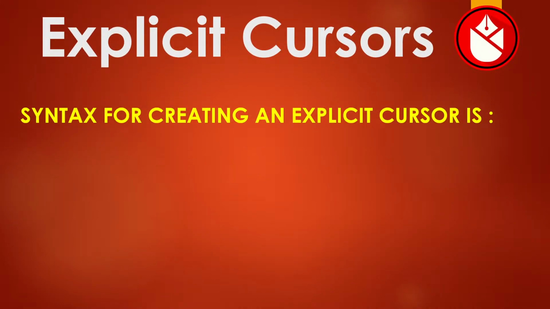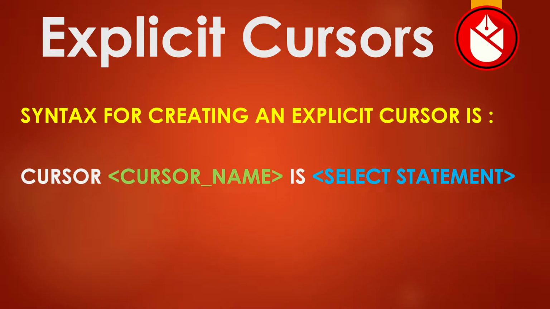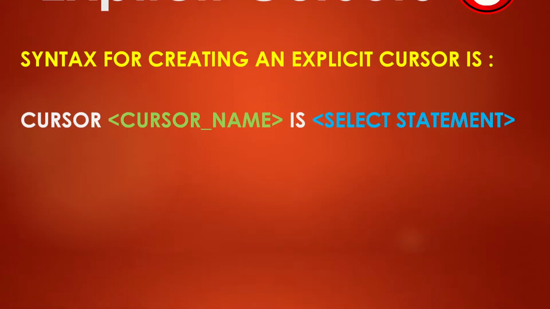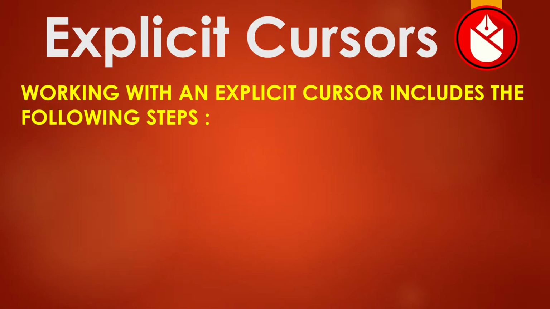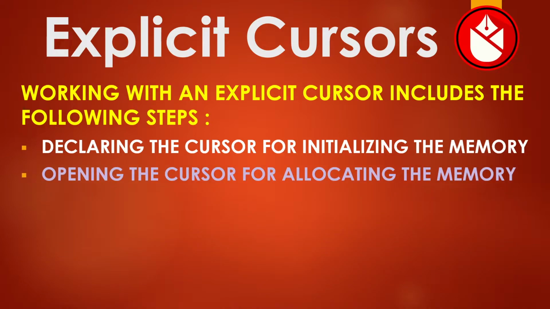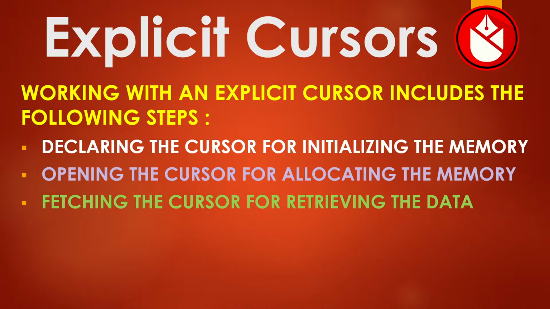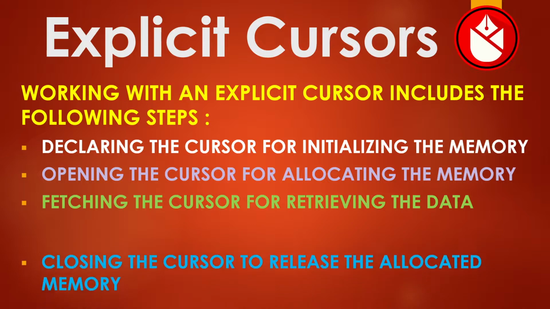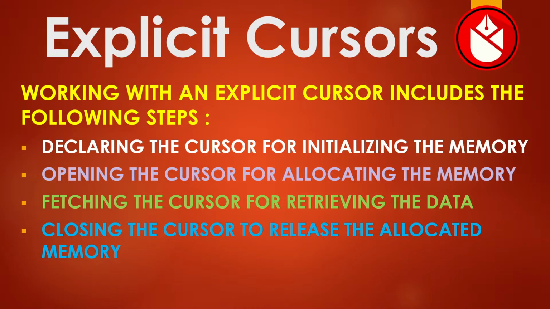And what is the syntax for creating an explicit cursor? That is CURSOR, then the cursor name, then IS, and then the select statement. Now, working with an explicit cursor includes the following steps. The first one, declaring the cursor for initializing the memory. Then opening the cursor for allocating the memory. Then fetching the cursor for retrieving the data. And finally, closing the cursor to release the allocated memory.